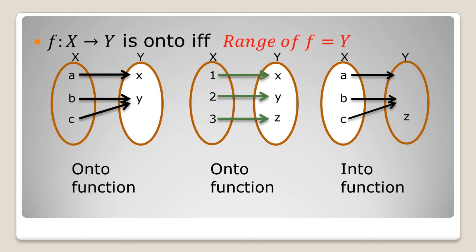One more thing we have to remember, that a function is onto if and only if its range equals the codomain. You can see in the third case the range of the function is the set x, y, but the codomain is the set x, y and z.